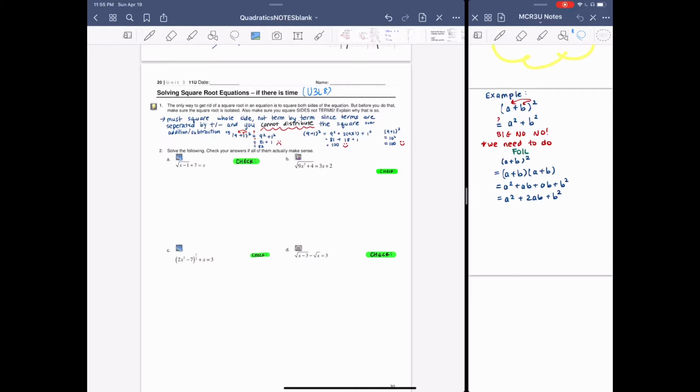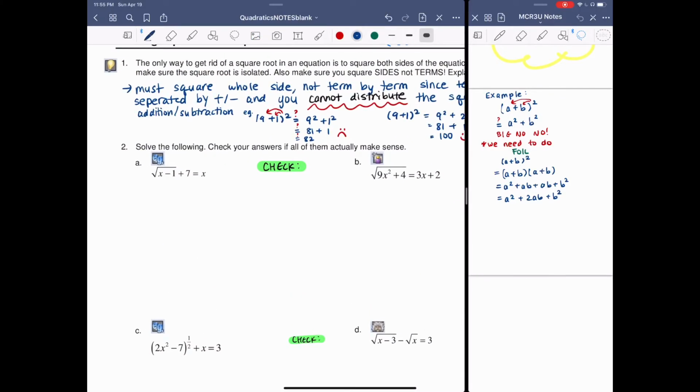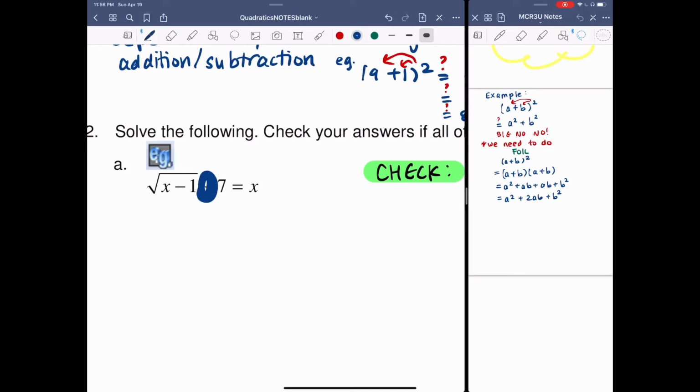What I'm going to do is thoroughly go over 2a, and then b, c, d, I'll do quicker. So 2a, let's do this together. First thing I notice: square root of x minus 1, plus 7, equals x. If I have a binomial here on the left side, I can't do much with it. So I'm going to get rid of that 7 by subtracting 7 from both sides. That way I get the square root of x minus 1 equals x minus 7.